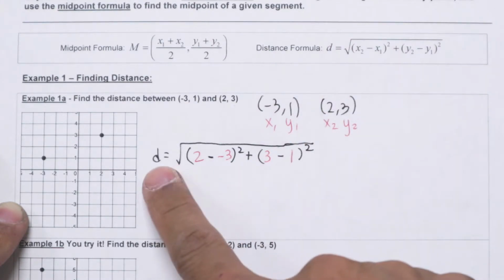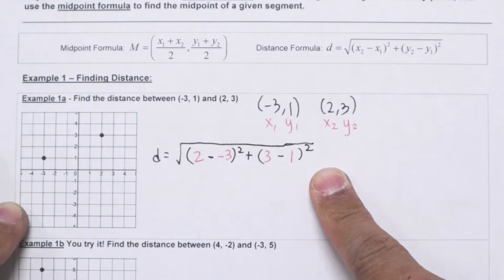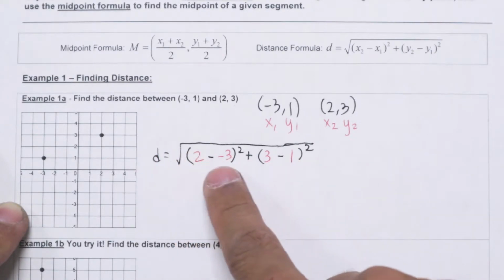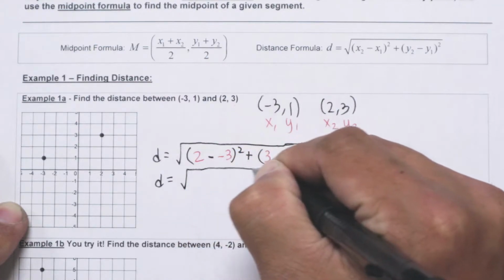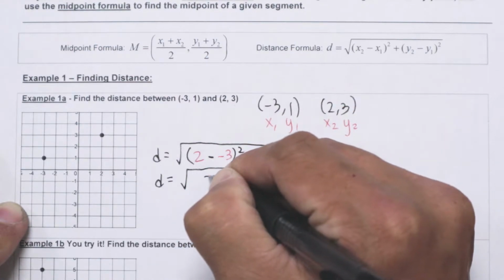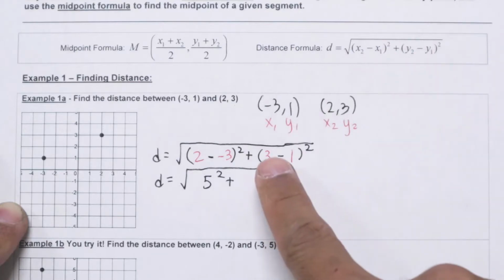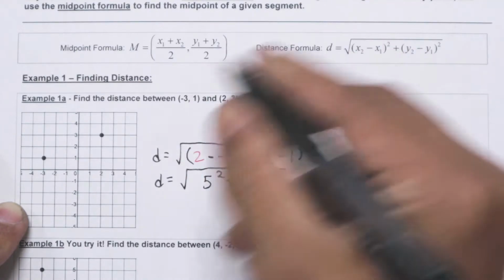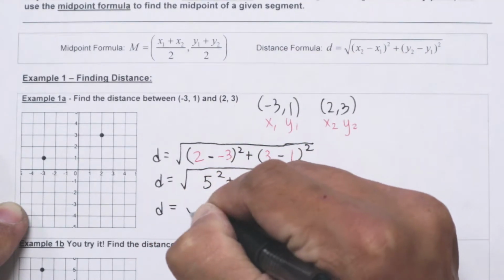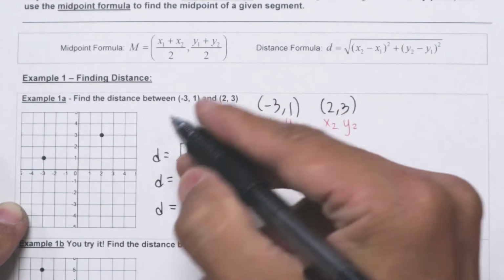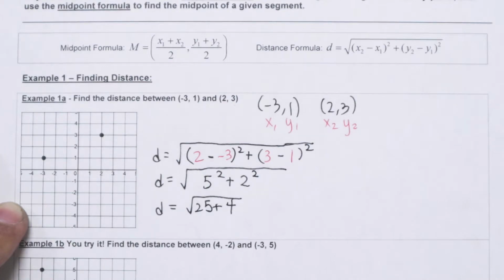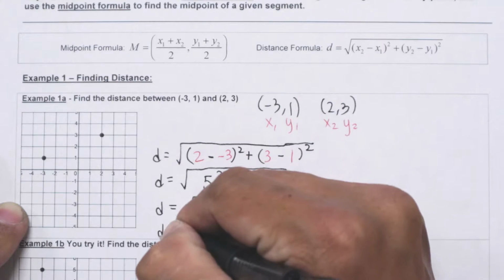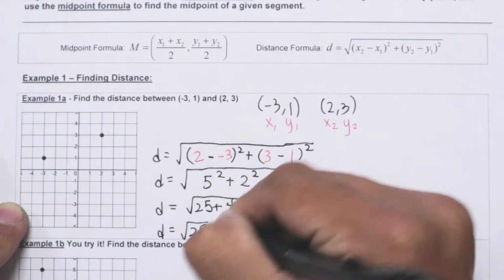And then from here, we're going to use order of operations to simplify everything. Let's simplify everything inside of parentheses first. So d is going to be the square root of, now 2 minus negative 3 is 5 squared, plus 3 minus 1 is 2 squared, like this. And then from there, you're going to square both numbers. So 5 squared is 25, 2 squared is 4. And then at the end, you're going to simplify 25 plus 4. You get d is equal to the square root of 29.